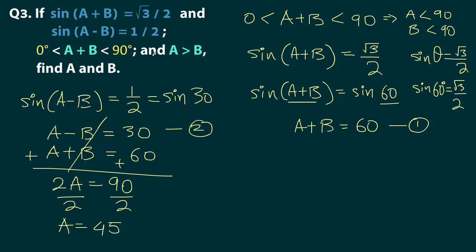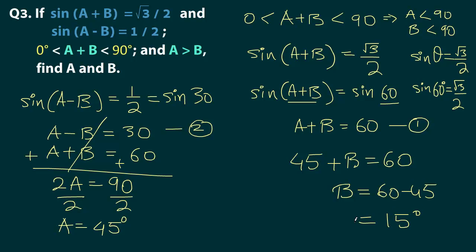We are trying to find out the value of A and B. So we see that A is actually 45 degrees. Now similarly, we can simply plug in the value of A in equation 1 or equation 2. Let's say we plug the value over here. Instead of A, we write 45 degrees plus B is equal to 60, or from here we can say B equals 60 minus 45, or simply 15 degrees. So now we have found out the value of A, which is 45 degrees, and B, which is 15 degrees. So this is how we solve these types of questions.